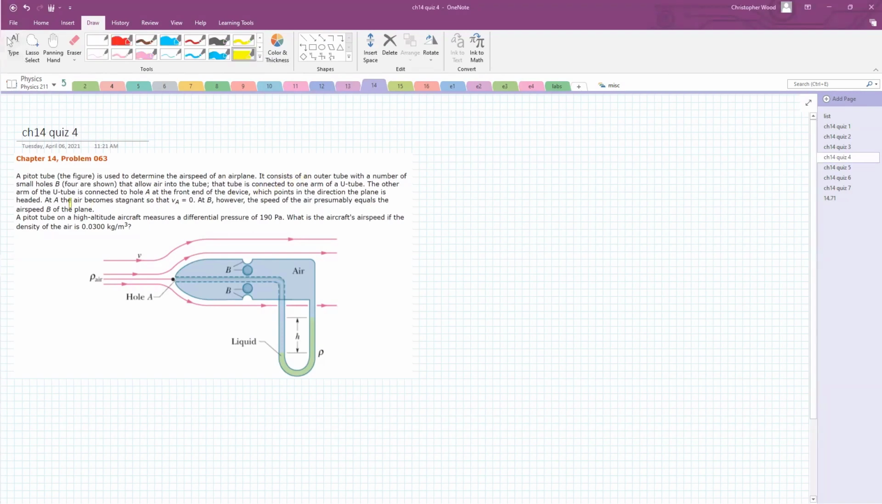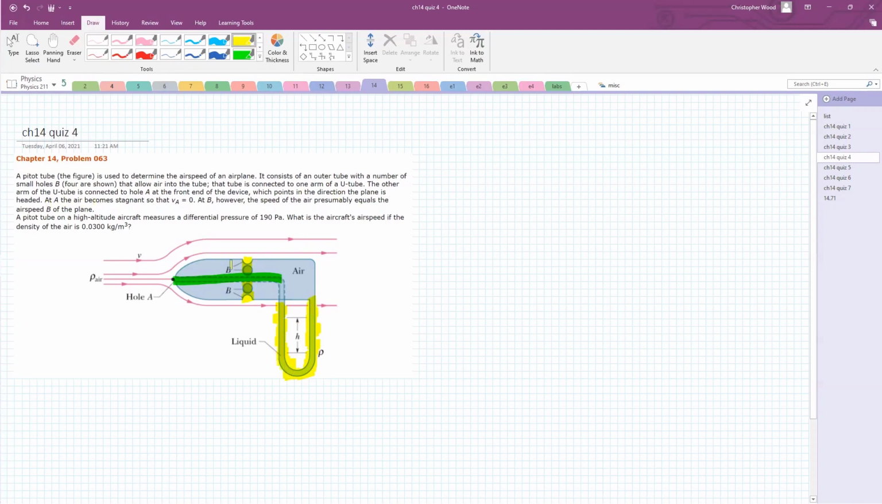It consists of an outer tube with a number of small holes. So right here, it's encircled. There's a number of holes encircling this tube as shown here. And then the tube is a hollow tube, so then you have this passageway here. And then you have this manometer. It consists of an outer tube with a number of holes that allow air into the tube. That tube is in turn connected to this U tube. It's called a U tube because it looks like the letter U, and it's also sometimes referred to as a manometer. All right, so this is our design.